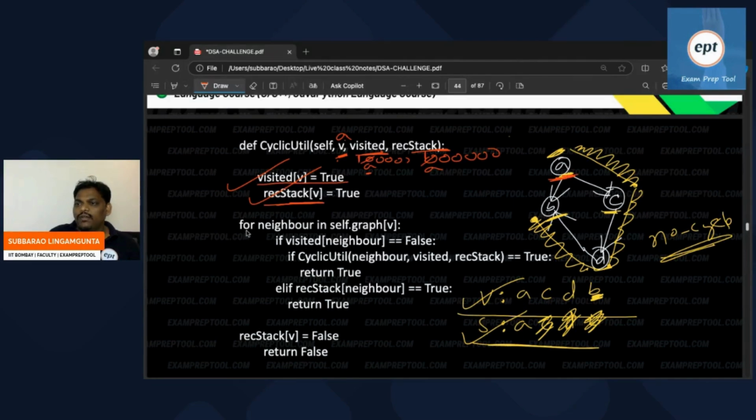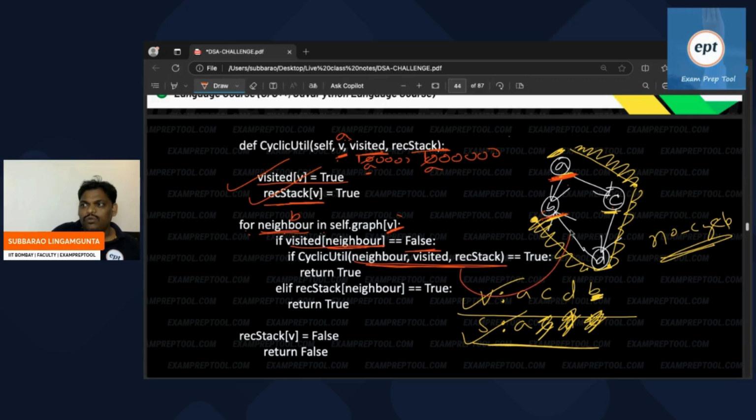For neighbor in graph of A, in this range, find out all the neighbors. I think A's neighbors are B and C. Take one of the neighbors. Let us say A's neighbors are B and C. I will take B first. Now check: visited of B is equal to false, that is, not visited. A's adjacent nodes are B and C. I took B. If B is not visited, do the same story, whatever you did for A, for B also.